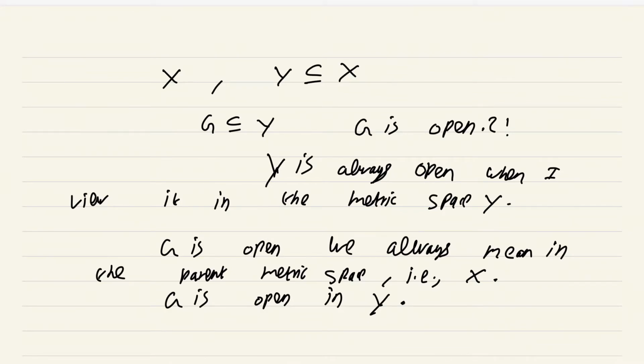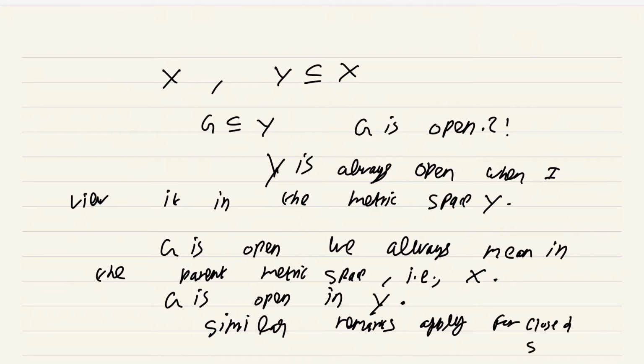Similarly, the same remarks apply for closed sets. Don't make this mistake of thinking that open and closed are absolute concepts. Open and closed always depend on which metric space we are considering, and for that given situation when there are multiple metric spaces, be very, very careful and think which metric space we are trying to make the statement under.